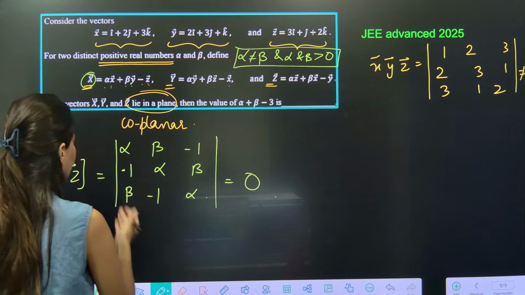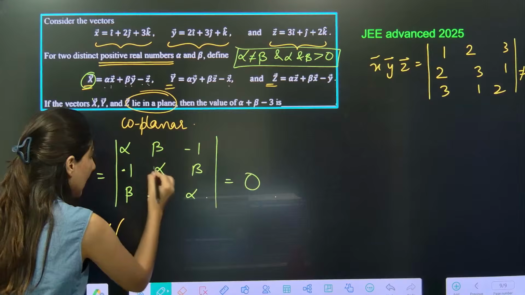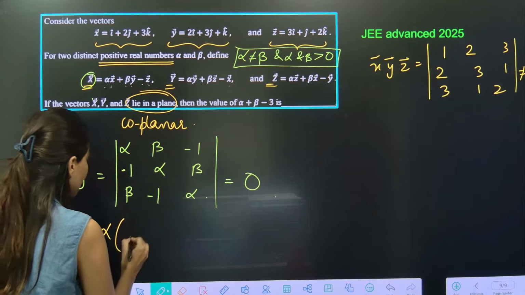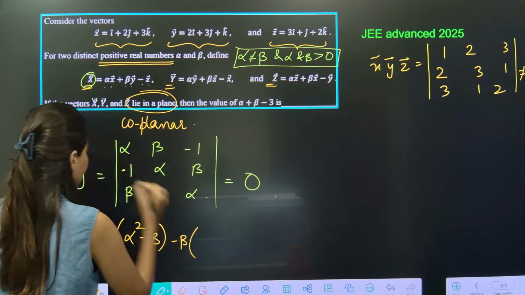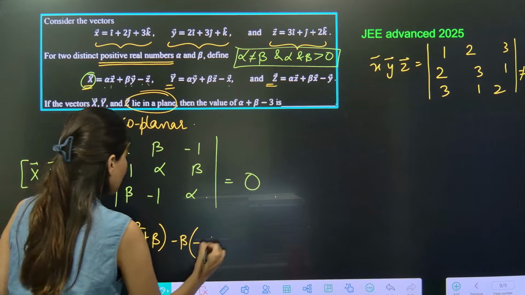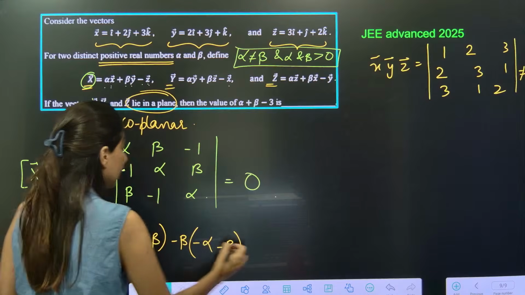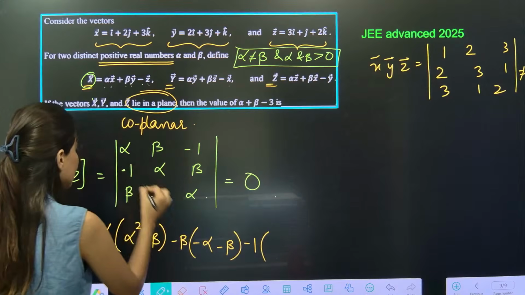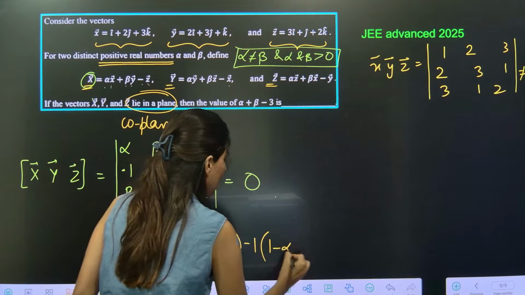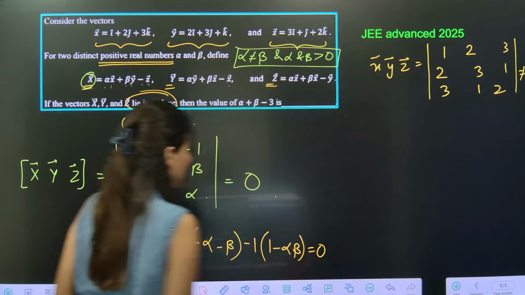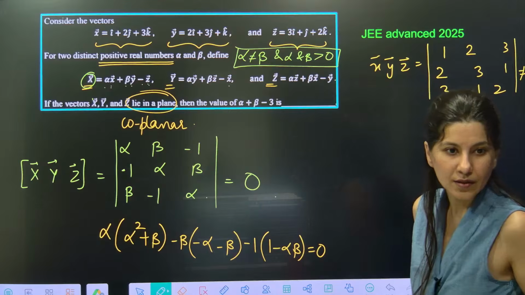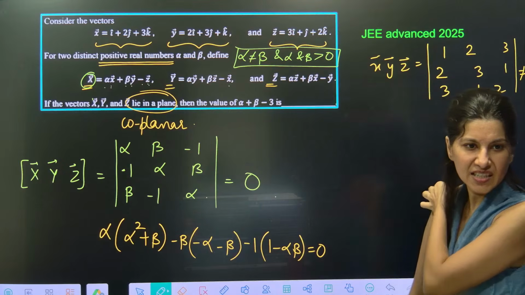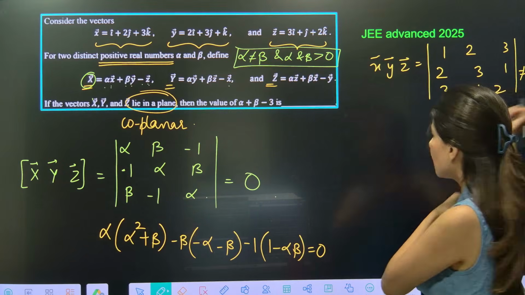Just open it. Okay. So alpha square plus beta minus beta minus alpha minus beta. Okay. Minus 1. This is 1 minus alpha beta, which is equal to 0. Okay. Alright. Ma'am, minus 18 is not equal to 0. Yes, it is not 0.